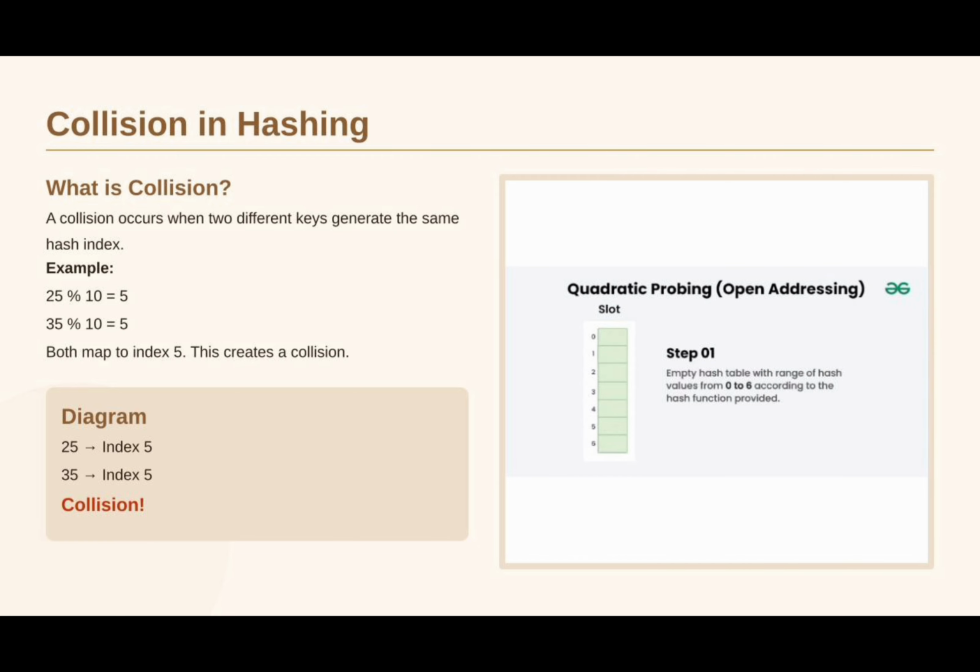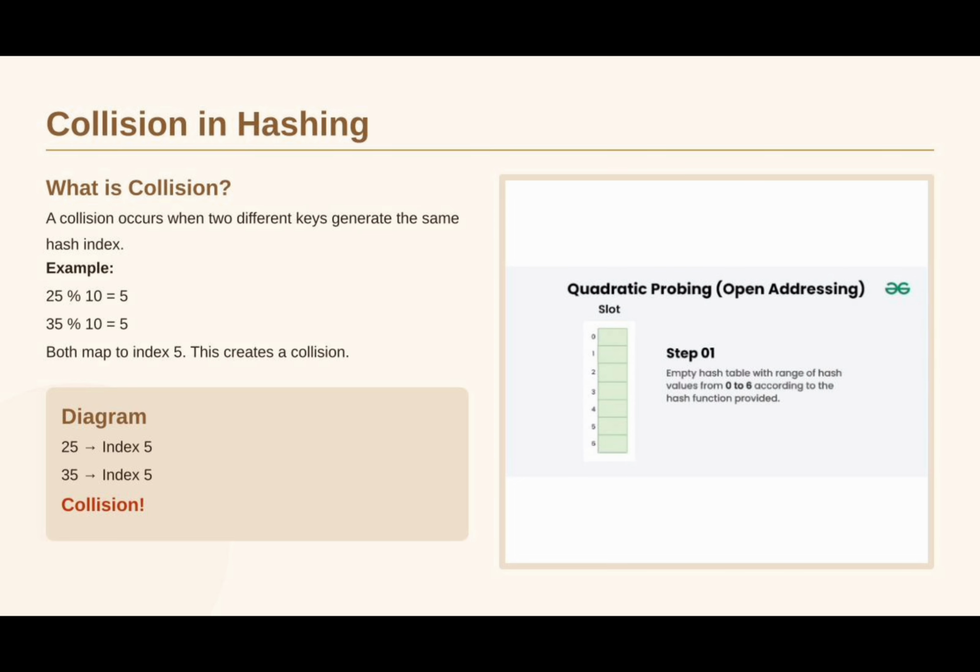Now let's discuss an important issue in hashing known as collision. A collision occurs when two different keys generate the same hash index. For example, if we use the hash function k mod 10, then 25 mod 10 equals 5. 35 mod 10 also equals 5. Both values want to occupy index 5. Since only one value can be stored in that location, a collision occurs.